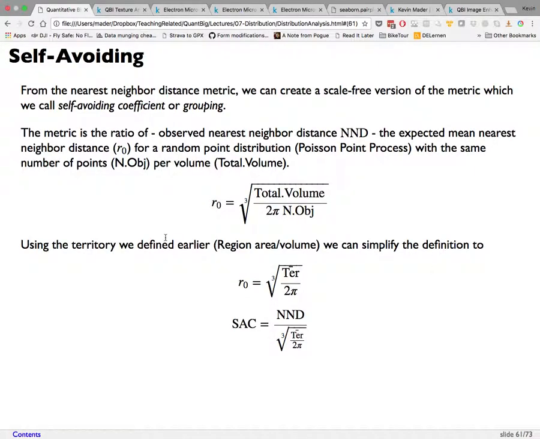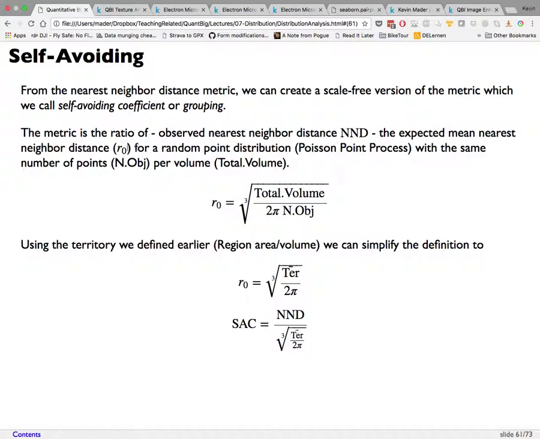So now we'll quickly talk about self-avoiding systems. This is one of the other parameters that we mentioned, where we have this nearest neighbor distance metric, but this is very much linked to the scale of our sample. As you scale your sample up or down, this nearest neighbor distance changes. So how can we get a scale-free version of this metric? What we do is we say, what would the random distributed nearest neighbor be for this system if all the points were distributed with a Poisson point process?